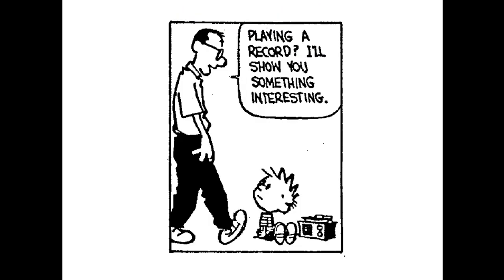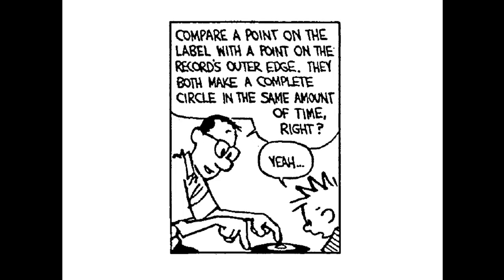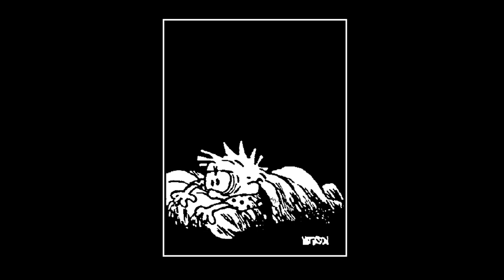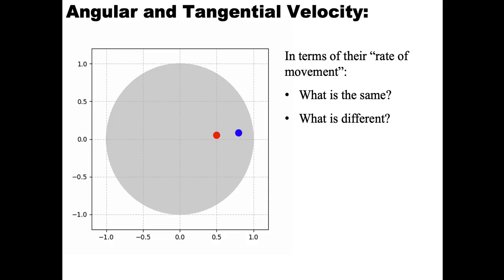So here we go. Playing a record, I'll show you something interesting. Compare a point on the label with a point on the record's outer edge. They both make a complete circle in the same amount of time. But the point on the record's edge has to make a bigger circle in the same time, so it goes faster. See? Two points on one disk move at two speeds, even though they both make the same revolutions per minute. And this is how we spend the rest of our break.